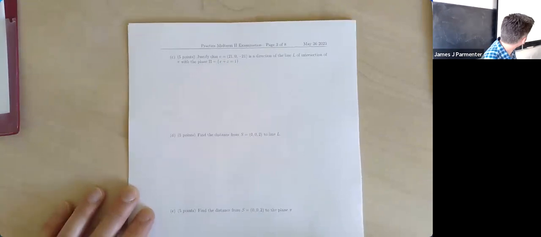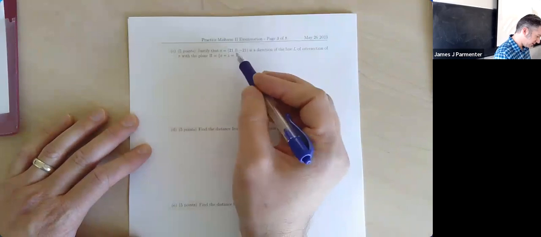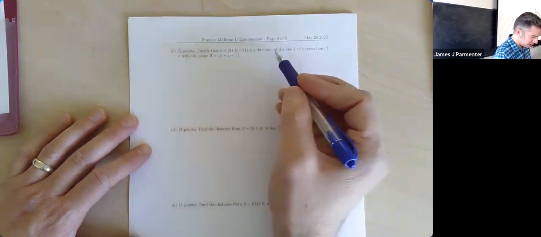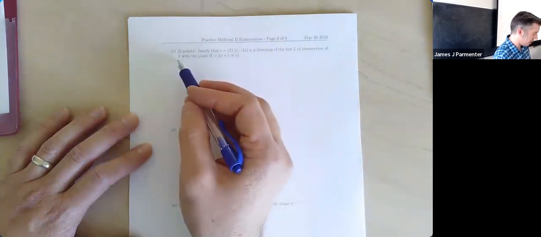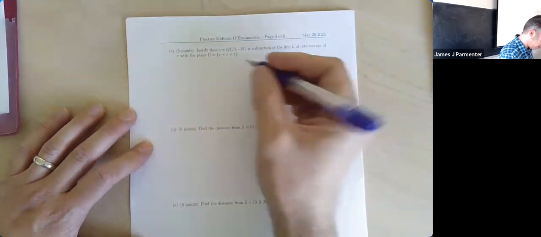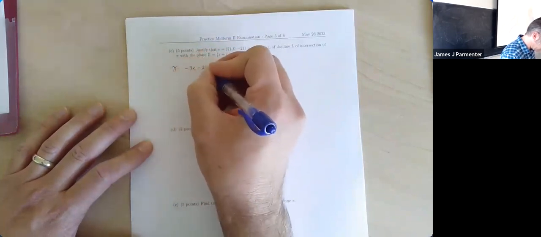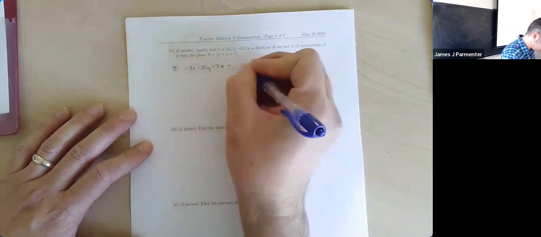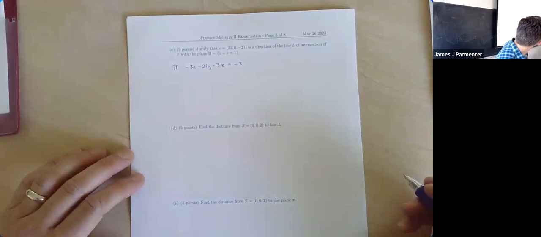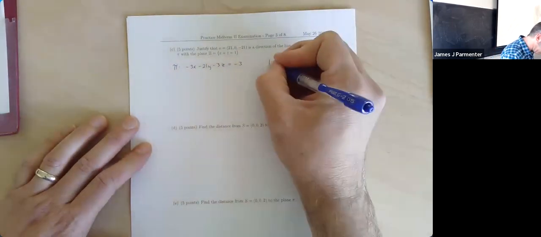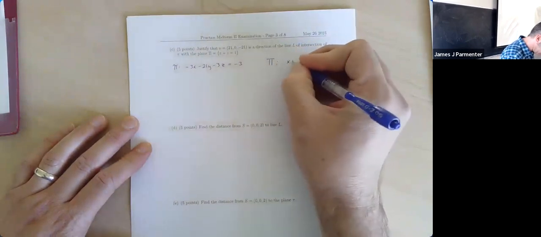Justify that the vector, which he didn't write in the usual vector notation, but whatever, is a direction of the line of intersection of the plane pi that we just talked about with this other plane here. So reminder, the plane pi is given by the equation negative 3x minus 21y minus 3z equal to negative 3. And he's giving you this other plane here, and capital pi is the plane x plus z equal to 1.